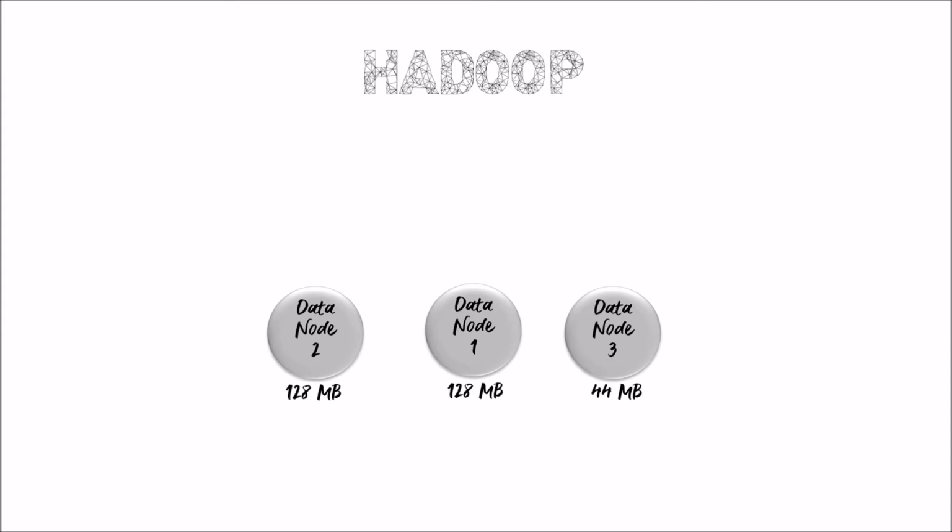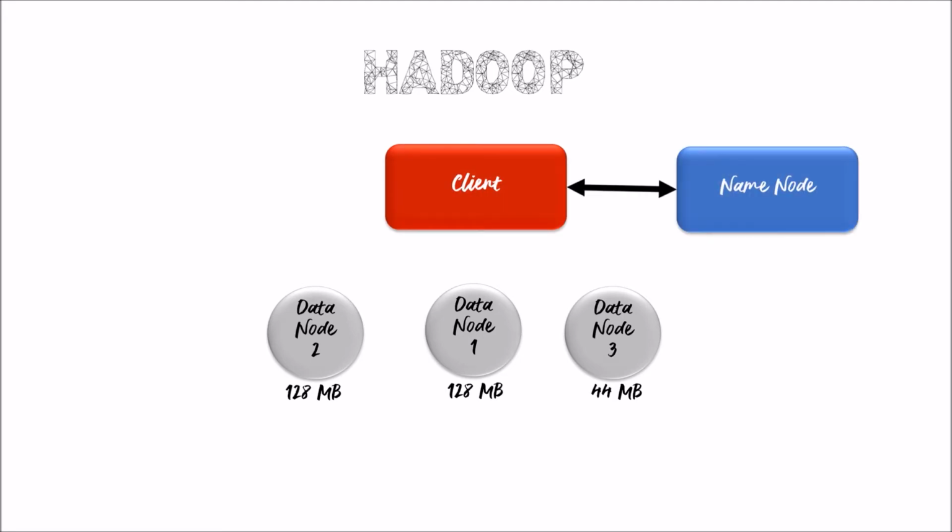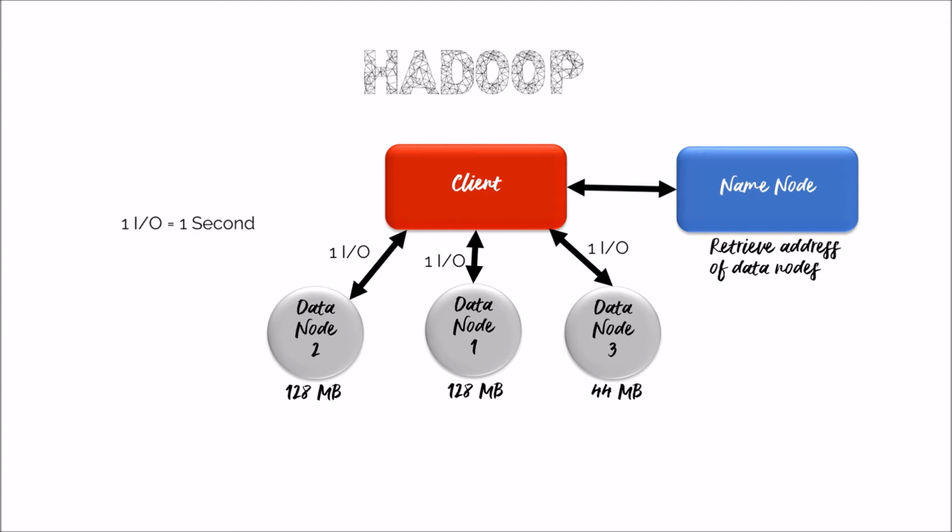Next, we have to understand how to read a file from the HDFS. To read a file from HDFS, the client will first have to interact with the name node to retrieve the address of the data nodes where the data is stored. Then, the client will proceed to connect to the data node to retrieve the data. From now on, we will take it that a read-write action on a data node will cost 1 I/O, and for simplicity's sake, every I/O will take 1 second.